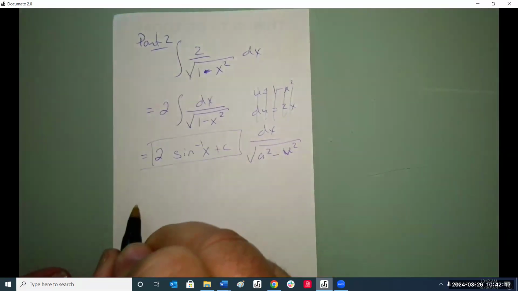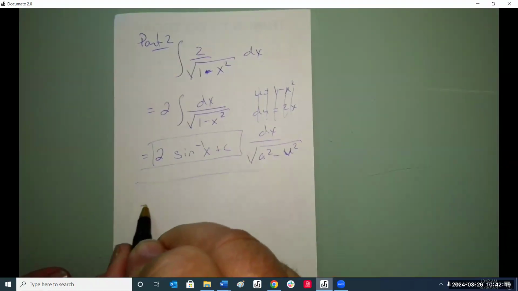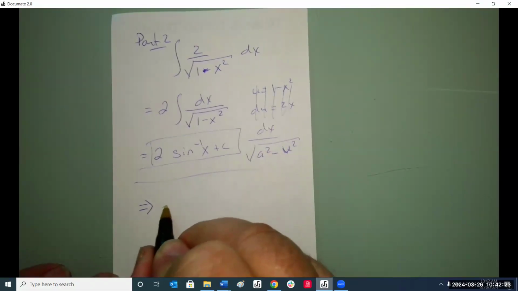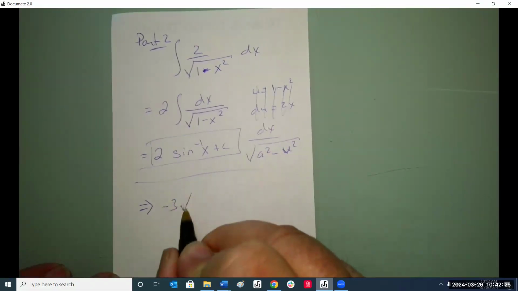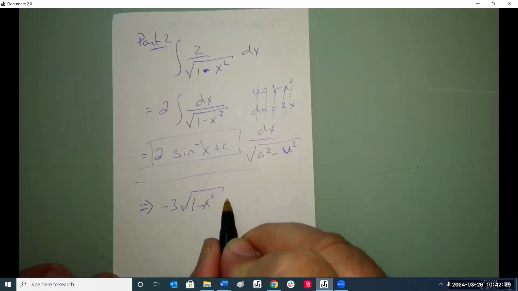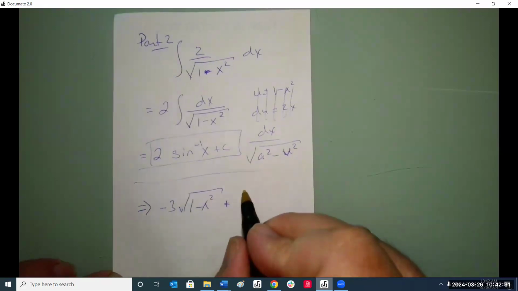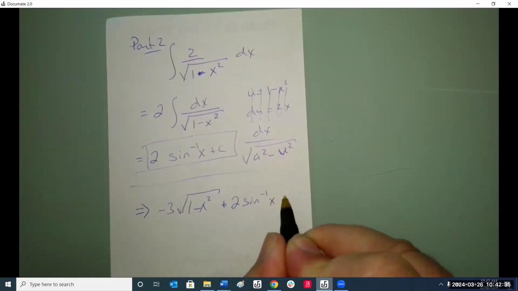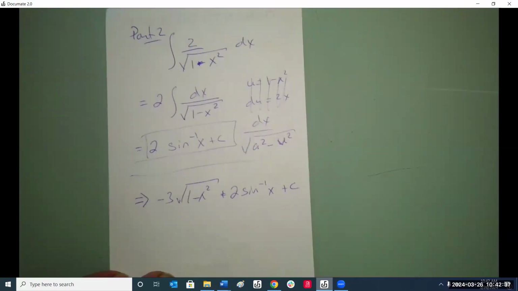So combining the two, we got -3 radical 1 minus x squared plus this one, which is 2 inverse sine of x plus c. And there's our answer.